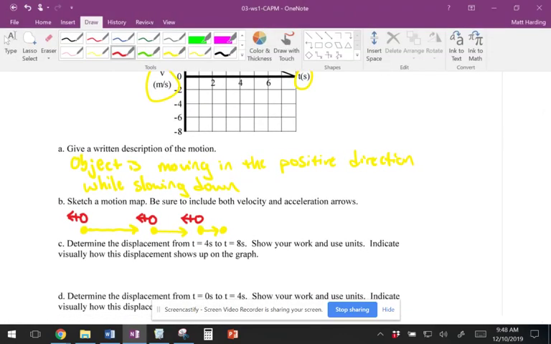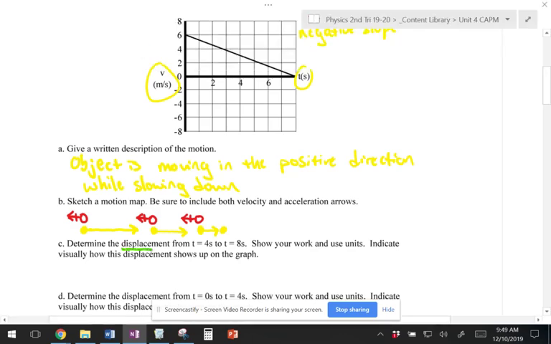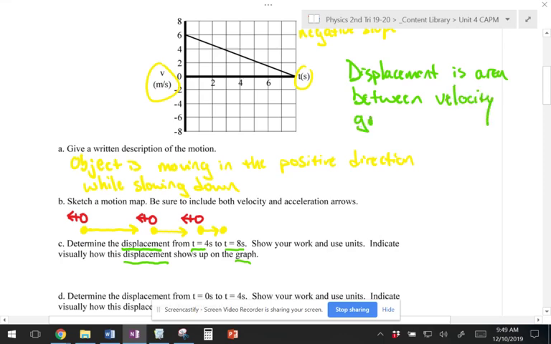This wants me to determine the displacement from time 4 to time 8 seconds, and visually show how displacement shows up on this graph. So we have to remember back to the constant velocity particle model that displacement is the area between the velocity graph and the x-axis. So basically, I want to figure out where's 4 seconds, where's 8 seconds. And if you look at this graph, the only difference in this unit is the shape that I'm dealing with.